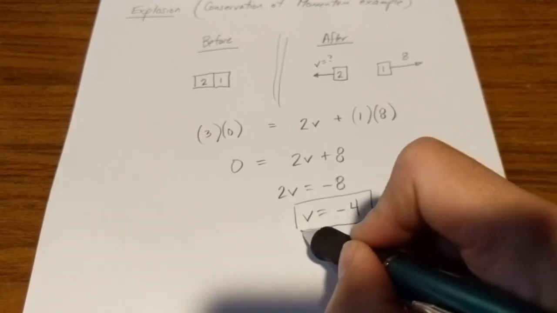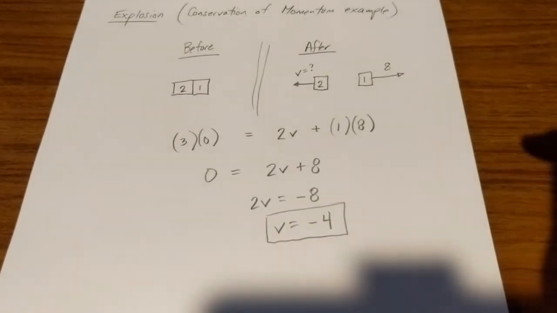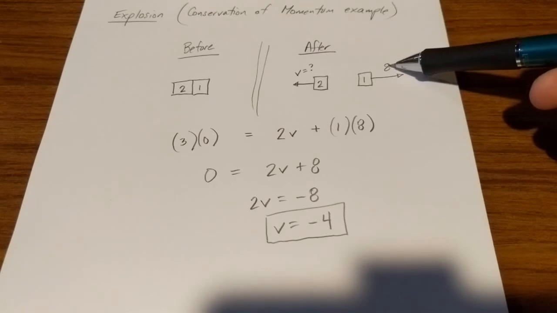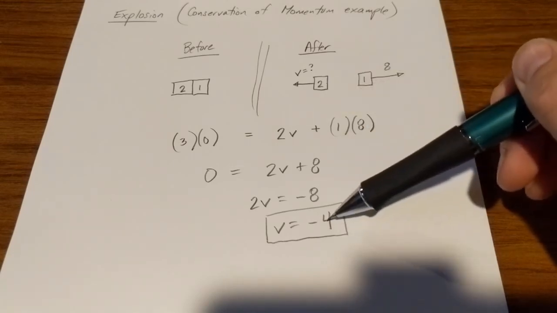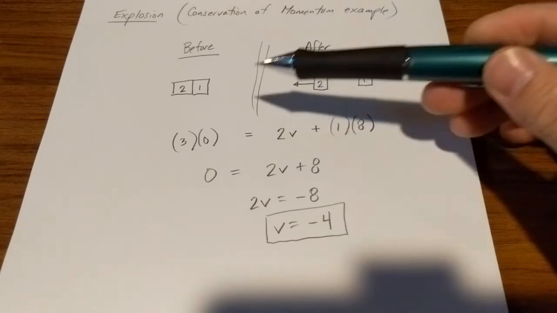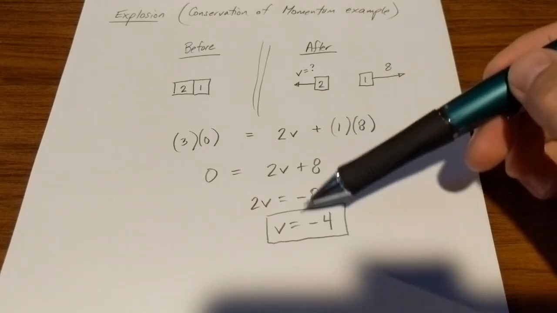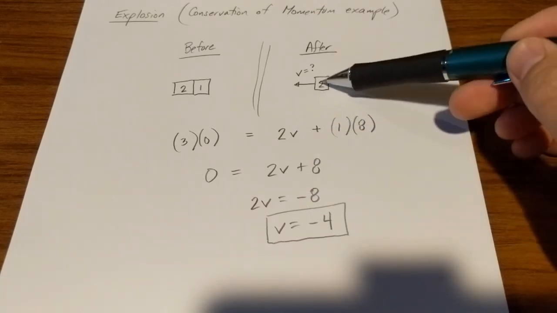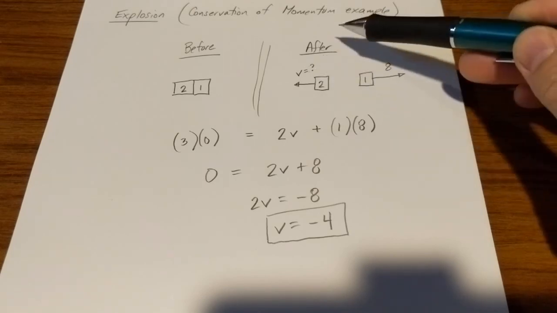There are a couple things to see here. One is that the velocity comes out negative, and it should, given that we defined the right direction, the to the right motion, to be positive velocity. The 2 mass has to end up going to the left, or in the negative direction, in order for the total momentum to still be 0 in the after state. Also, we notice that the 2 mass, being twice as massive as the 1, ends up going half the speed in the after state.